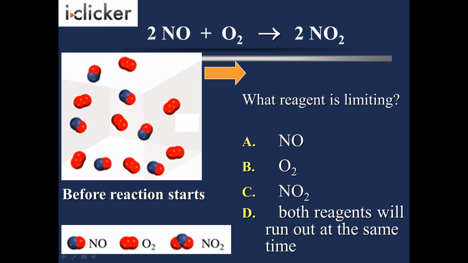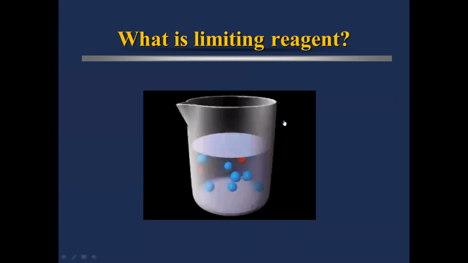It's proportional, right? So if we only need 3 O2, but we have 6 O2, of course, O2 will be left over. The oxygen is in excess. The 3 will be left over. So that means NO is the limiting reagent, okay.